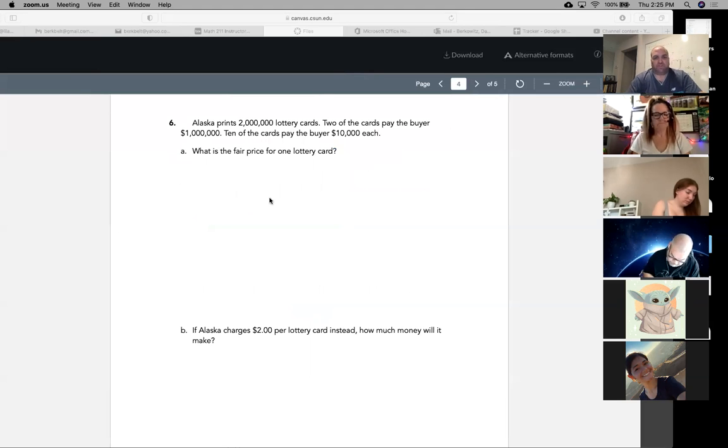So Alaska prints 2 million lottery cards. 2 of the cards pay the buyer 1 million. 10 of the cards pay the buyer 10,000. What is the fair price for 1 lottery card? Well, the probability of winning $1 million is 2 over 2 million, because 2 of the 2 million cards have a $1 million reward.